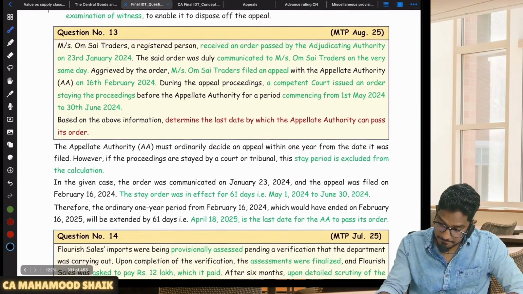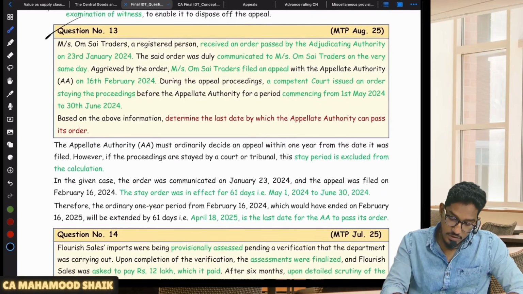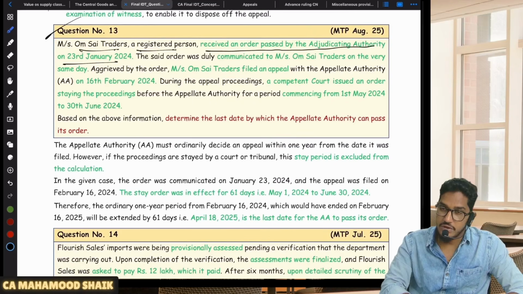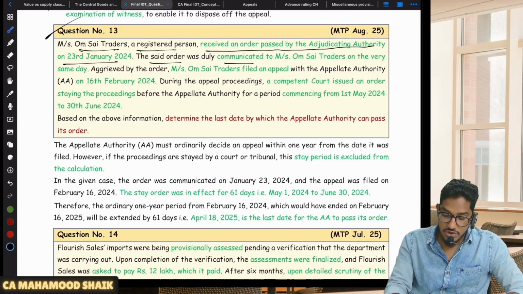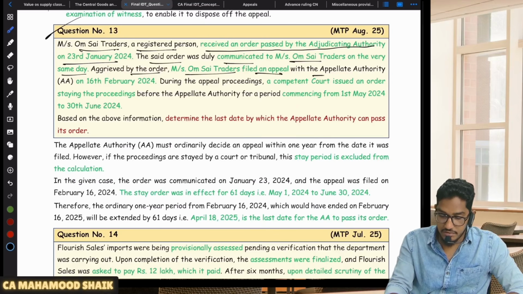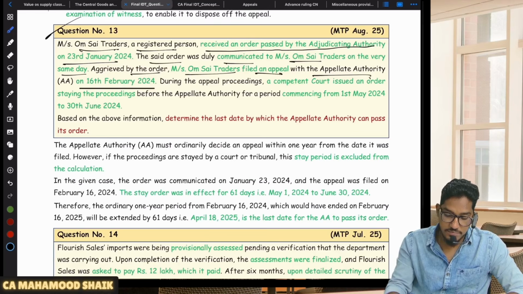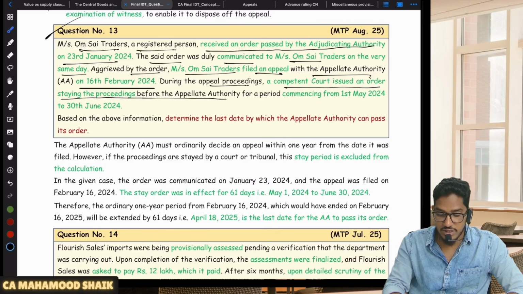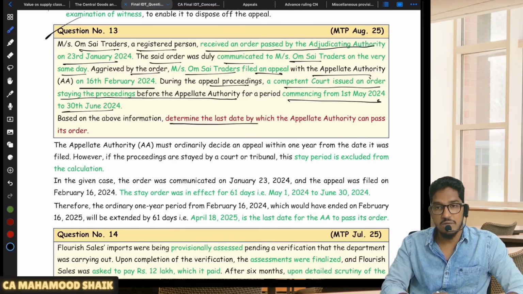Next. Okay, so Homesite Traders, a registered person, received an order passed by the adjudicating authority on 23rd of January. The said order was duly communicated to Homesite Traders on the very same day. Date of communication of order is 23rd. Aggrieved by the order, the trader filed an appeal with the appellate authority on 16th of February. During the appeal proceedings, a competent court issued an order staying the proceedings before the appellate authority for a period commencing from 1st of May to 30th of June. Based on the above information, determine the last day by which the appellate authority can pass its order.